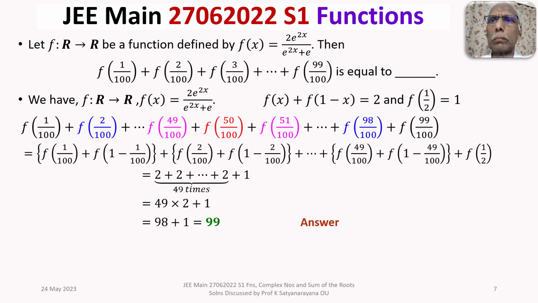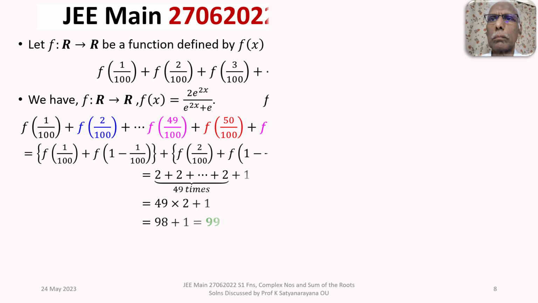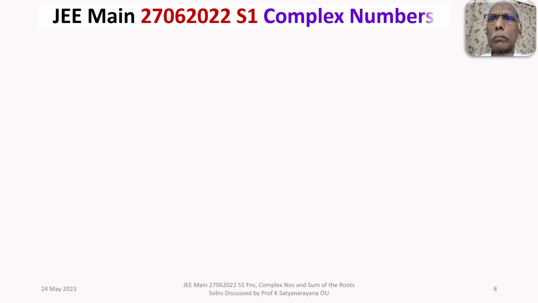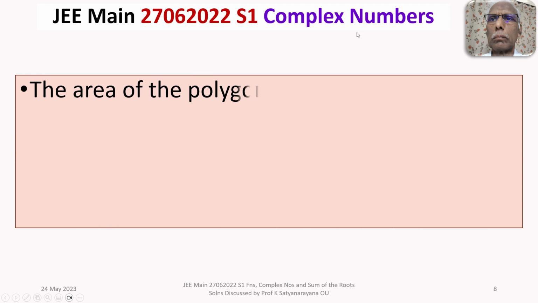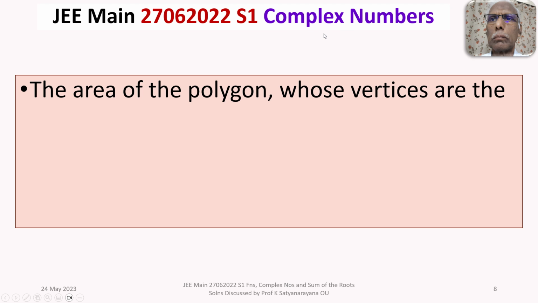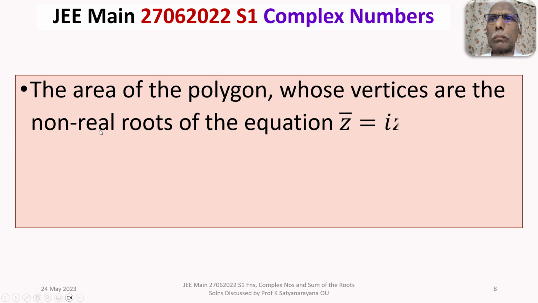That is the detailed discussion of the solution of the first question, which is based on the concepts of functions. Now we move on to the second question. The second question is from the subsection complex numbers. The given question is: the area of the polygon whose vertices are the non-real roots of the equation z bar is equal to i times z square is.